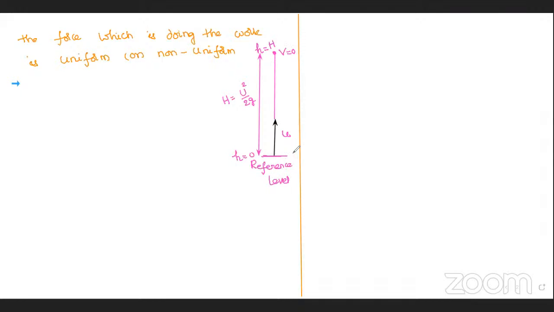Very good. Right. So I'm going to check here. Look, while going up, the height changes from 0 to some maximum value H. Means height is increased. Keep in mind, height is increased means potential energy increases. That point only I am going to write here.